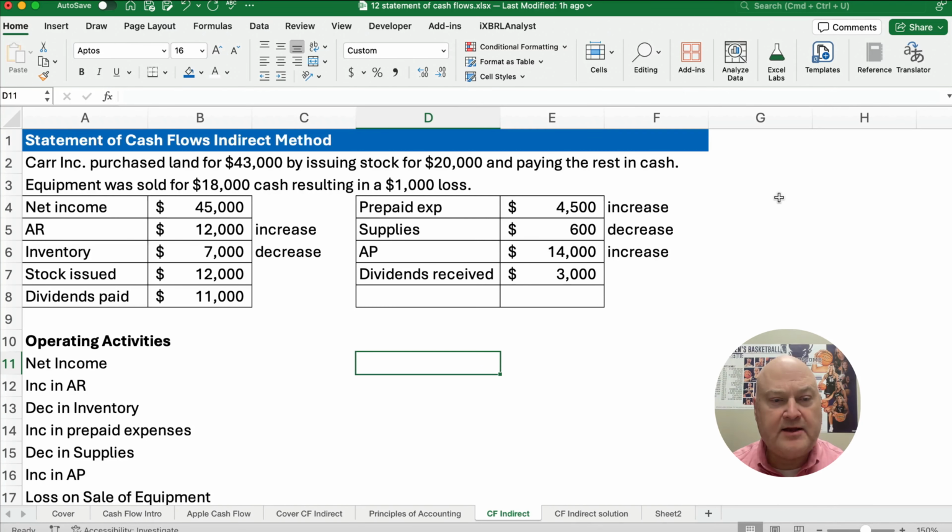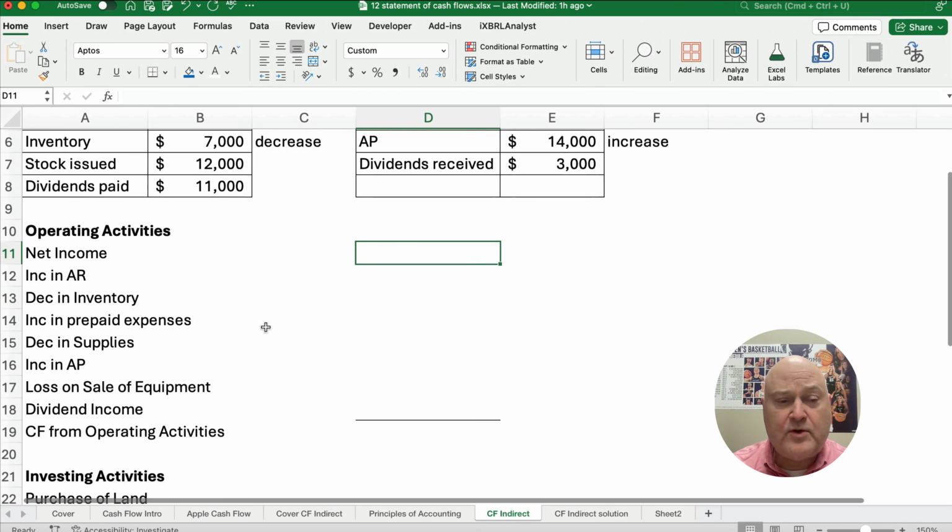Let's assume Car Inc. purchased land for $43,000. They issued $20,000 in stock and paid the rest in cash. Now, the $20,000 purchase of land is a non-cash investing and financing activity, not operating. There is a part of that though that is investing, because you're paying cash for land. Equipment was sold for $18,000, resulting in a $1,000 loss, and we have the following extra information.